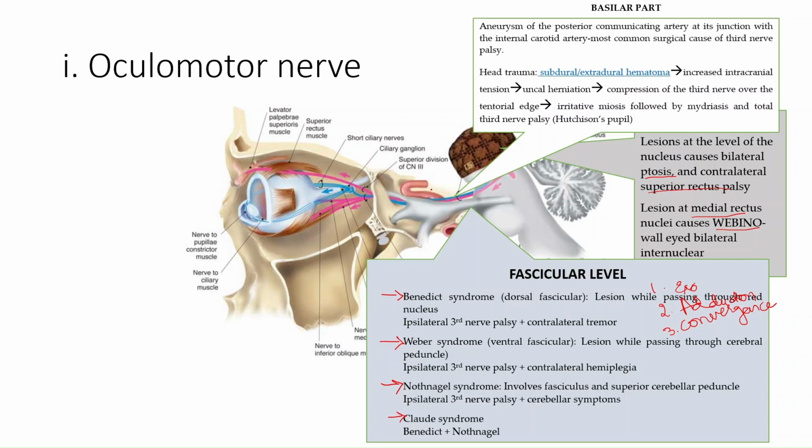If there is a head trauma, there is an intracranial hemorrhage and there is increased intracranial tension, then there can be uncal herniation, which compresses the third nerve over the tentorial edge, leading to something known as a Hutchinson pupil. What is a Hutchinson pupil? There is ipsilateral initial miosis followed by mydriasis and total third nerve palsy. It is an ominous sign. It shows there is uncal herniation and there is an urgent need to decompress the intracranial cavity.